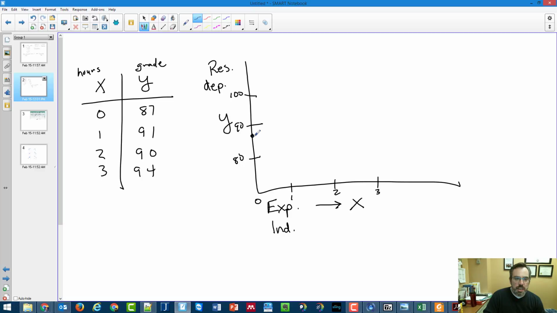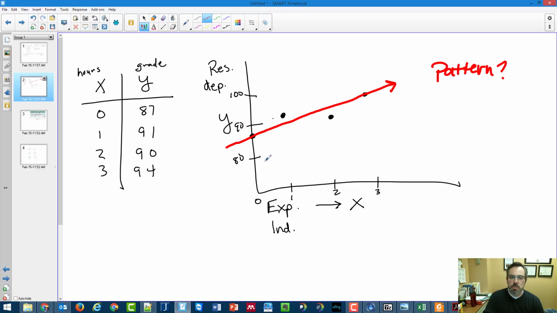0 had a score of 87, so I'll mark that here. 1 had a score of 91. 2 had a score of 90. And 3 had a score of 94. Now, when we start to talk about correlation, what we're looking for is whether there is some kind of pattern here. When I look at this, it does seem, with just this small amount of data, that there is going to be a pattern going in this direction. We're usually looking for that kind of line that comes out of this.